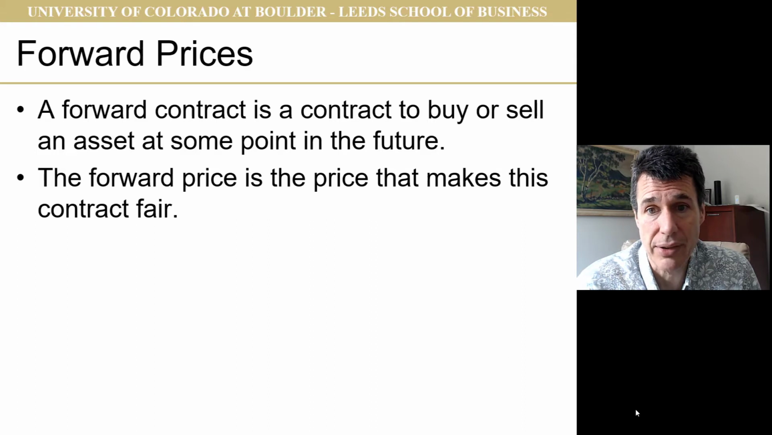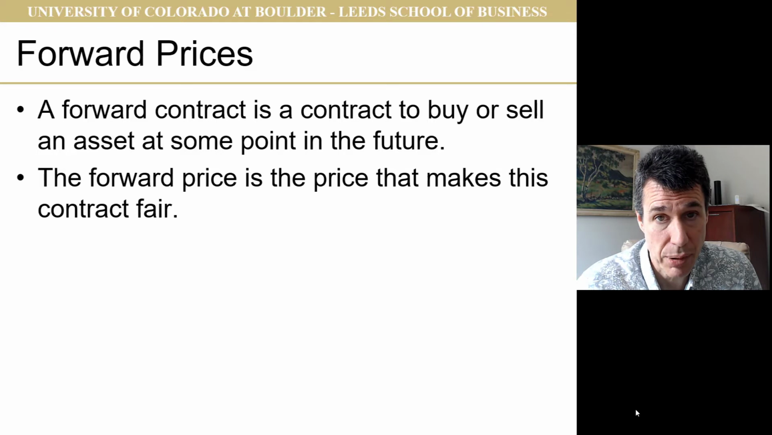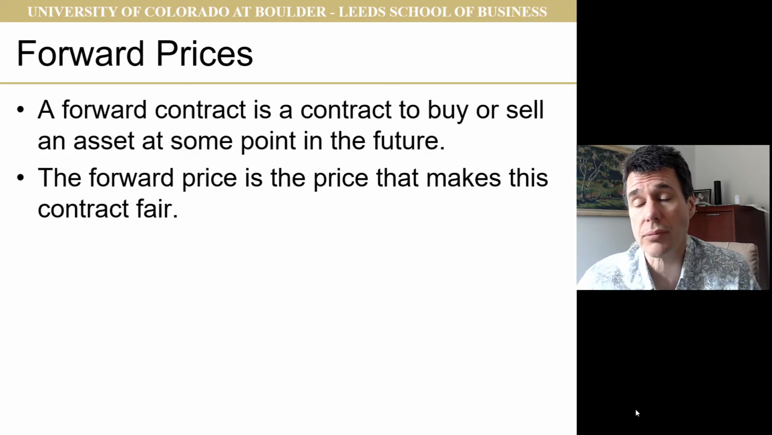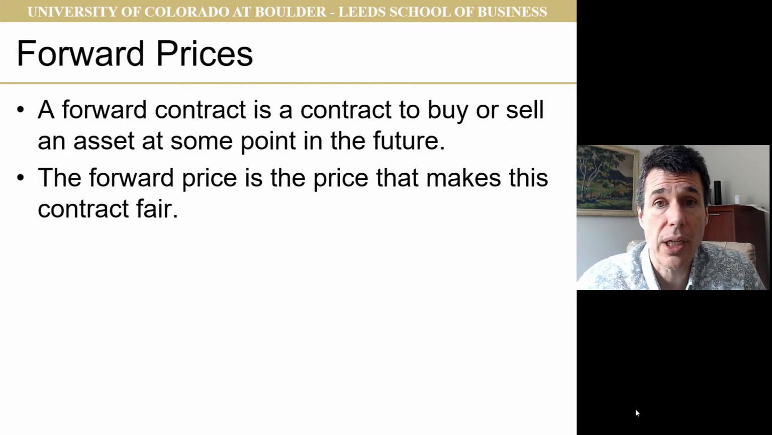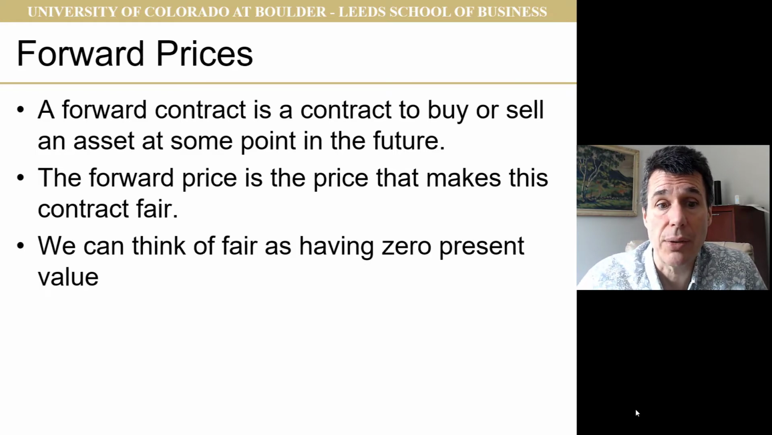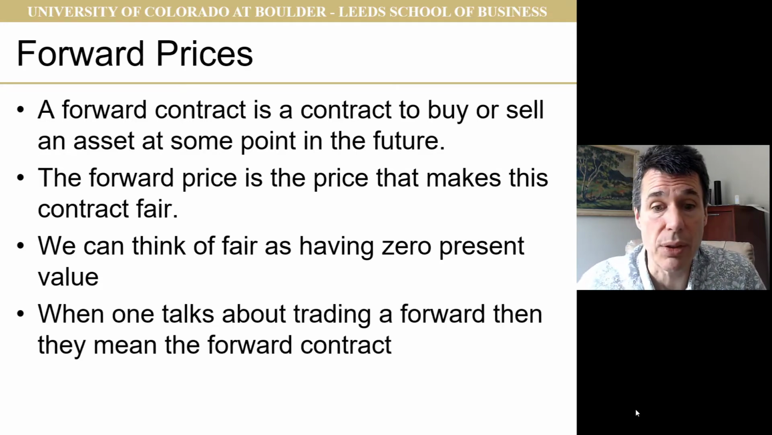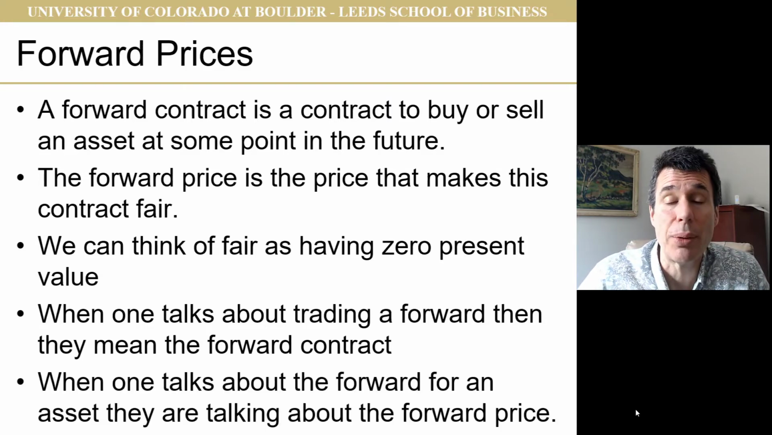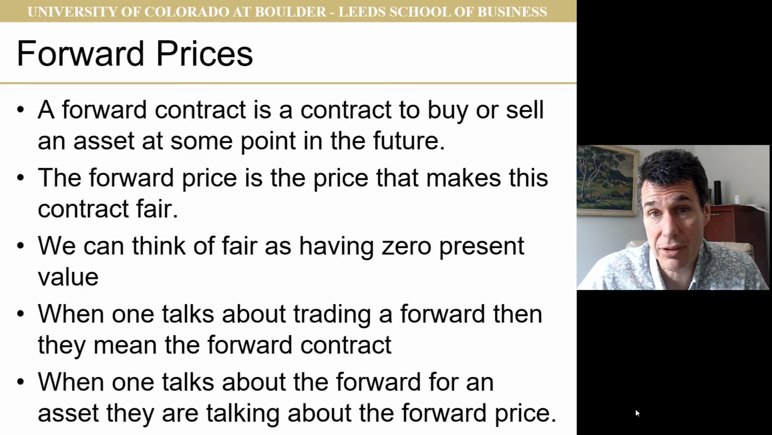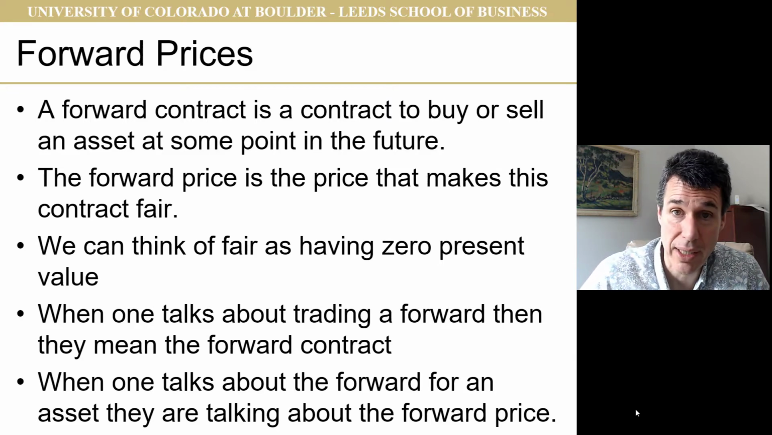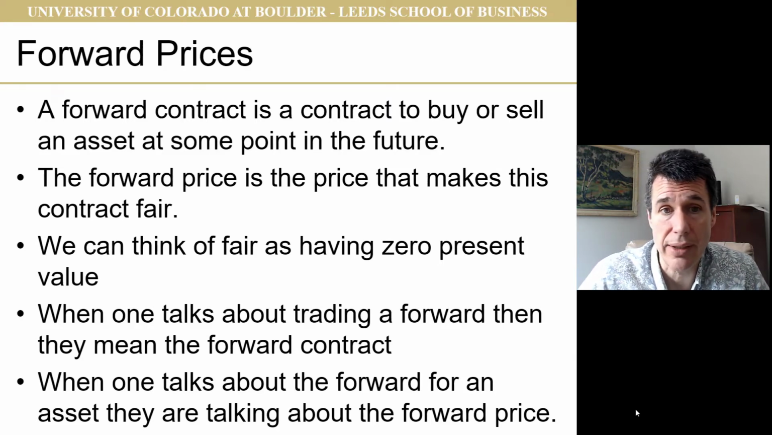So there are different strike prices for these forward contracts. The strike is the price at which we agree to buy or sell, and different strike prices yield different present values. Fair is going to have zero present value. Now, when we talk about trading a forward, we mean a forward contract. When we talk about the forward for an asset, that's the forward price. They're both called forwards, and depending on context, we're either talking about the price or the contract. So we have to be careful with context here.